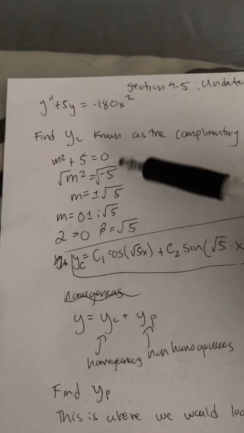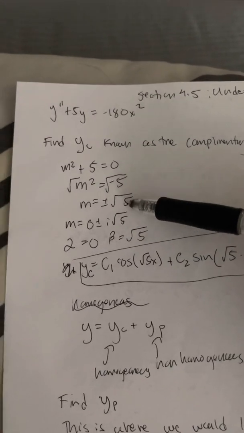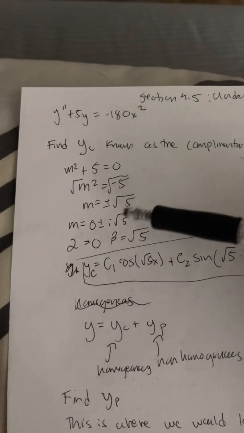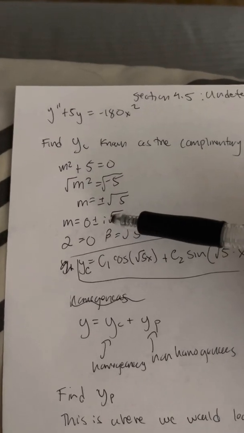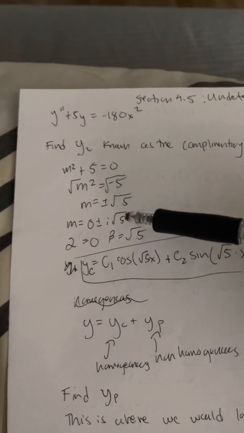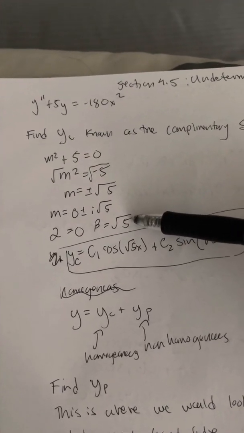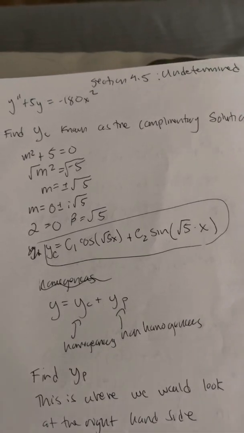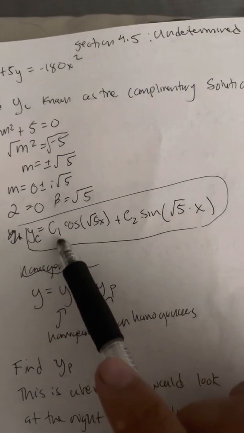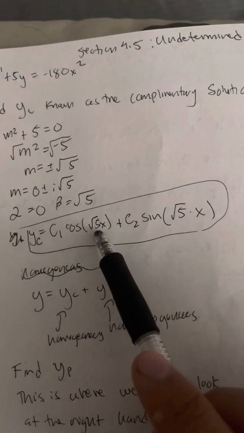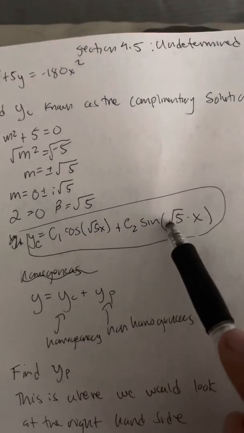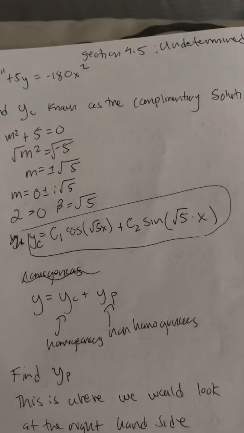If we solve that, we would get m equals plus or minus square root of 5, or m equals 0 plus or minus i square root of 5. In this case, we don't have any alpha, but we do have a beta of square root of 5. If we write this out, it will be c1 cosine of square root of 5x plus c2 sine of square root of 5x.